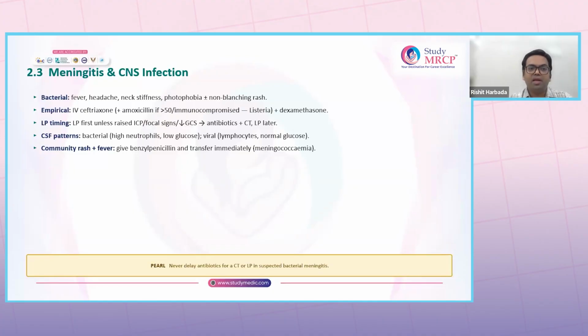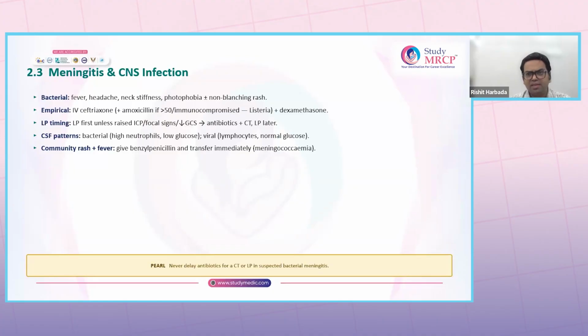Meningitis is of various types: bacterial, viral, tubercular, and fungal meningitis, which is more common in older individuals. In neonates, group B streptococcus or E. coli are more common. In those aged 18 to 50 who are not immunocompromised, Neisseria meningitidis or Strep pneumoniae are the most common causes. If more than 50 or immunocompromised, think about Strep pneumoniae or Listeria. Listeria in the immunocompromised is very, very important.